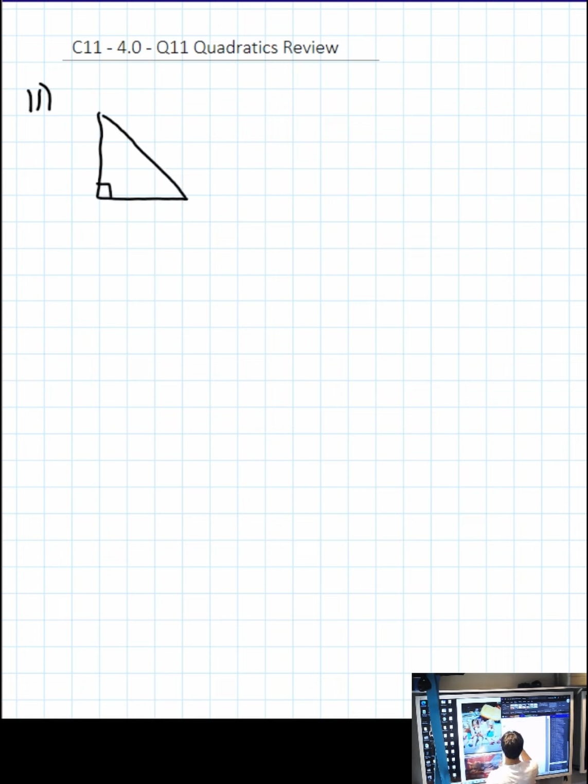With one leg 1 centimeter longer than the other. So let's label one leg x and the other one x plus 1. And the hypotenuse 2 centimeters longer than the smaller leg, so x plus 2. So we have a right angle triangle. Let's start off with Pythagoras' theorem: a squared plus b squared equals c squared.